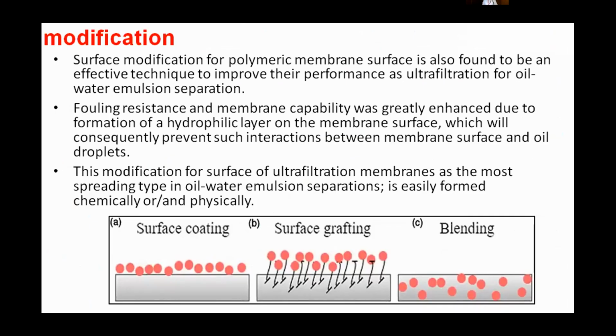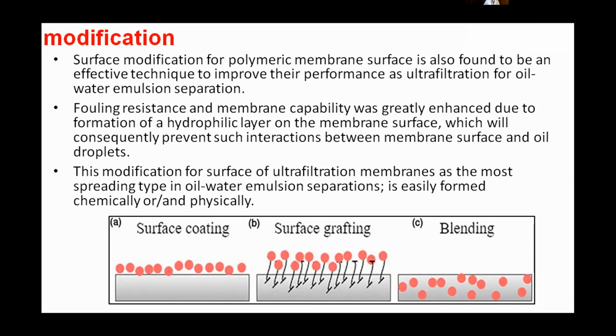Here also we can go to the other side of the modification. Other than blending, we can go to surface modification, where we can see the difference when we have illustrated examples using surface grafting. We have illustrated other examples using blending. The last one will be the surface coating.